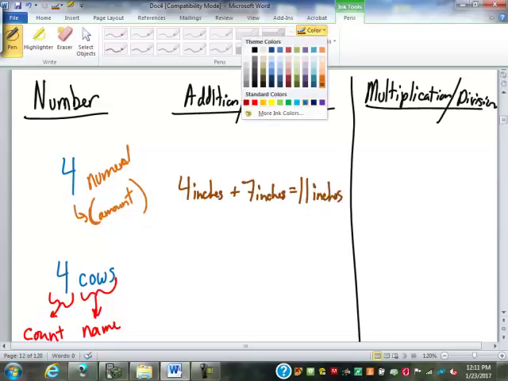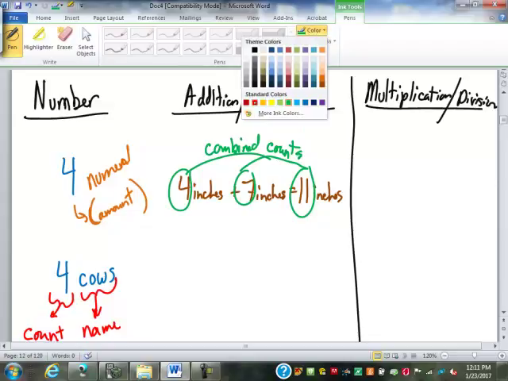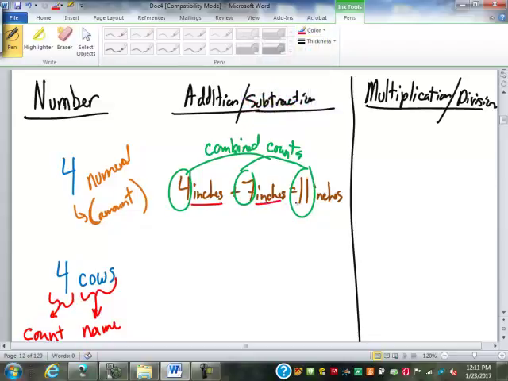So let's see what happens with our count and our name. Our counts, we had the 4 and the 7. Those combined to make 11. So we combined our counts. And since we're adding, we combined them with addition. Now for the names, inches and inches stayed inches. So what happened here is we keep the same name.